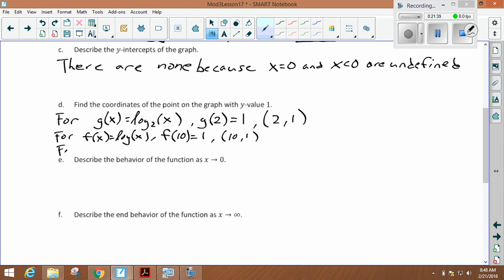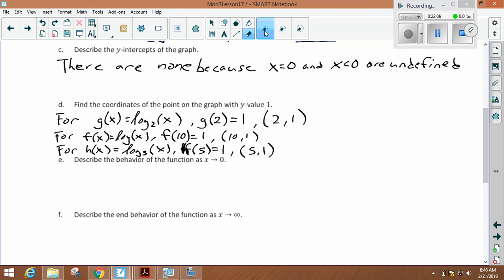And then for h of x equal to log base 5 of x, h of 5 is going to give us 1. You see the pattern? Which is going to be the coordinates 5, 1. Dang it, I keep writing f's. I want an h here. Sorry. That's supposed to be an h. I'm going to have to erase it with my little eraser.